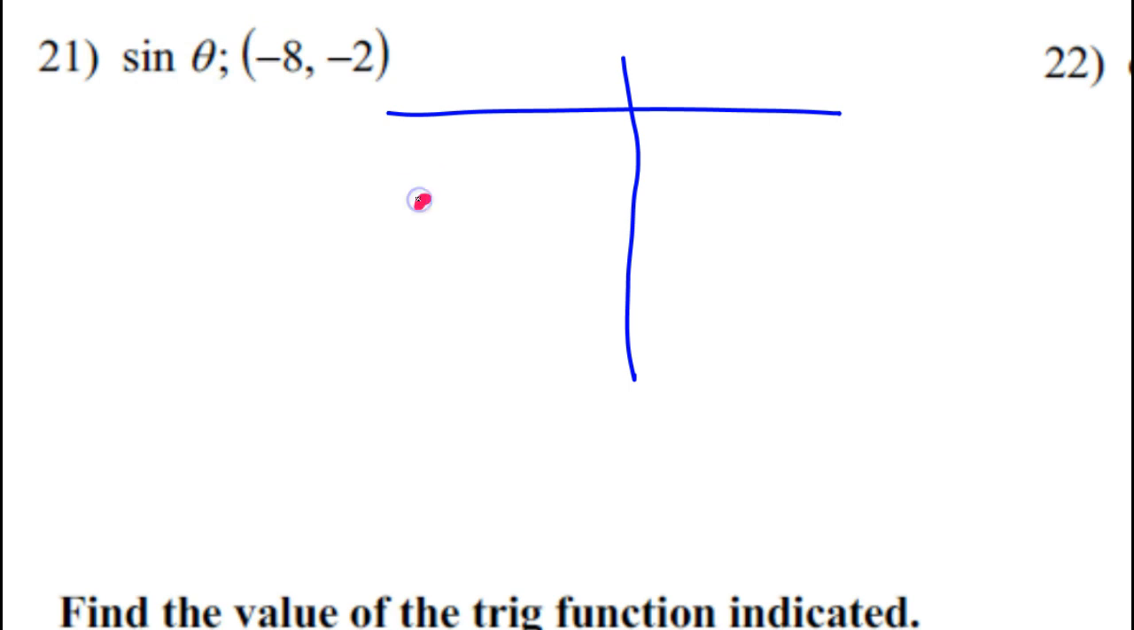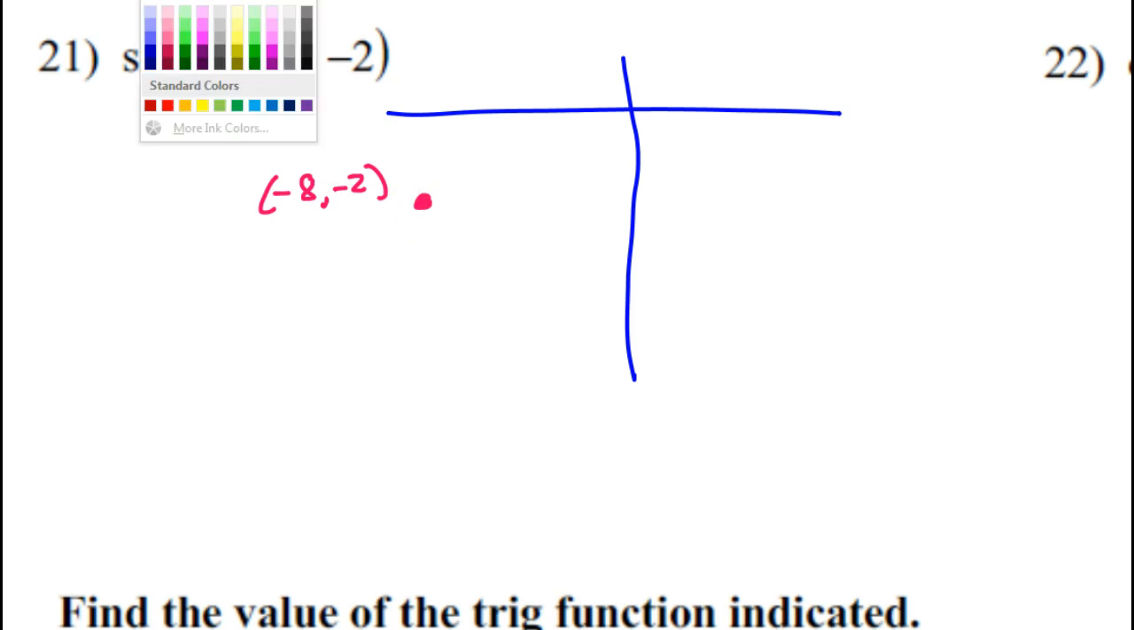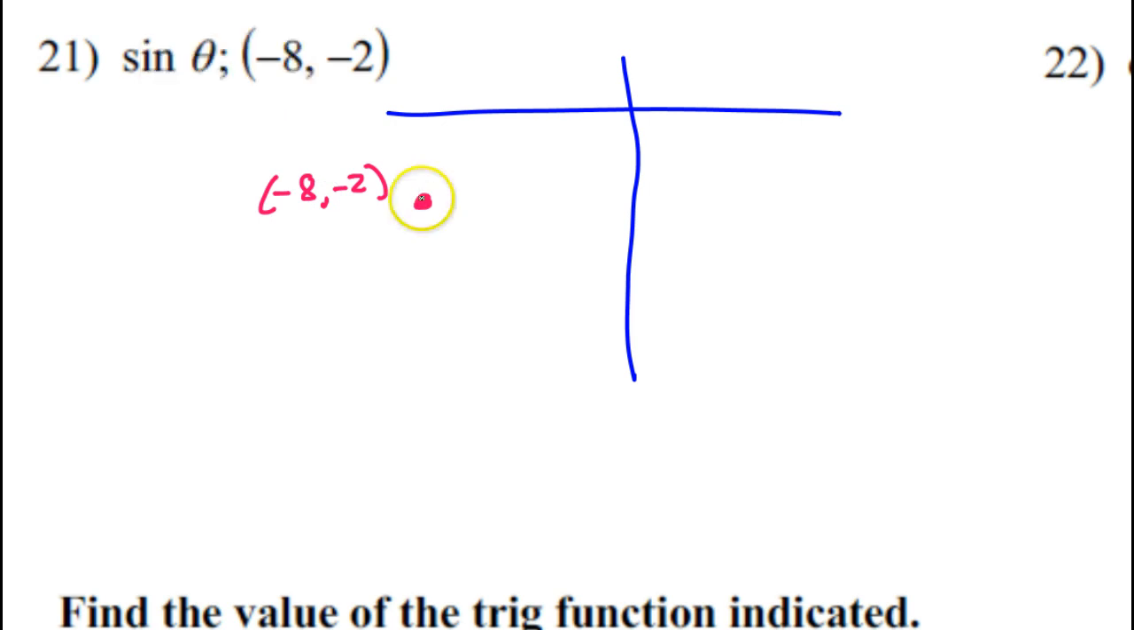All right, so here's the point negative 8 comma negative 2. If I make a right triangle out of this, forming the reference angle right here, the negative 8, this x value, tells me that this side of the triangle has length 8. Since it is to the left, I'm going to keep the negative sign. That'll help me keep track of the sign of my answer.